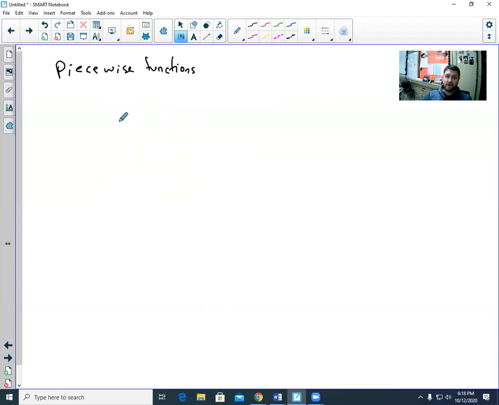Piecewise functions are always represented by something that looks like this. You'll have a big f of x, and then you're going to see this little weird bracket, parenthesis thing, whatever you want to call it. Then you're going to see a piece of a function, so like maybe x plus 2, and then you might see something like 2x squared plus 20.